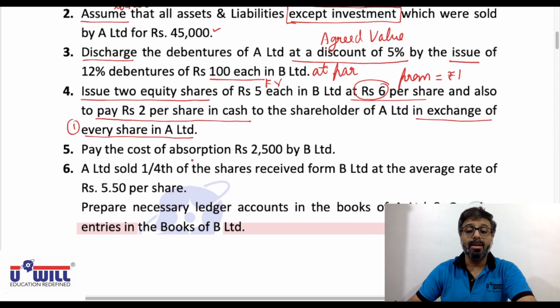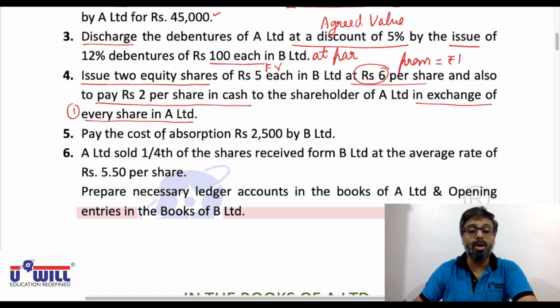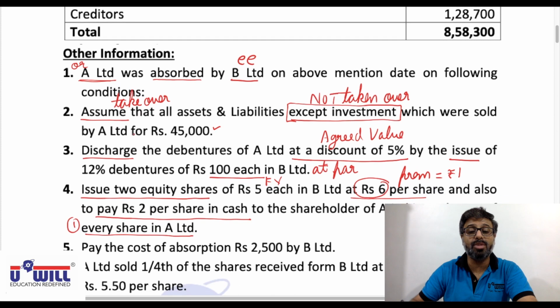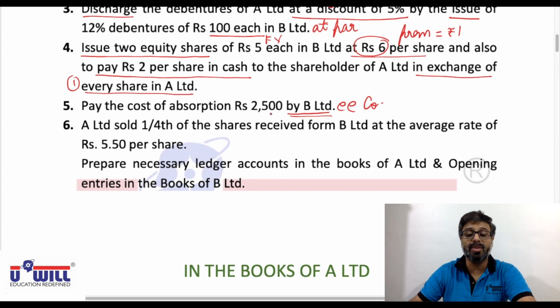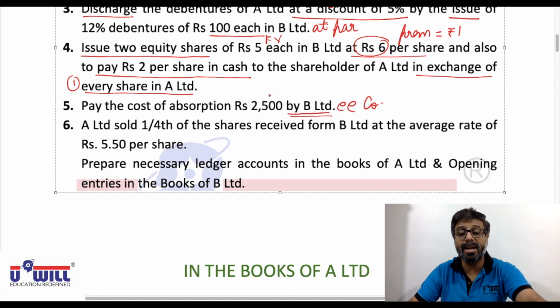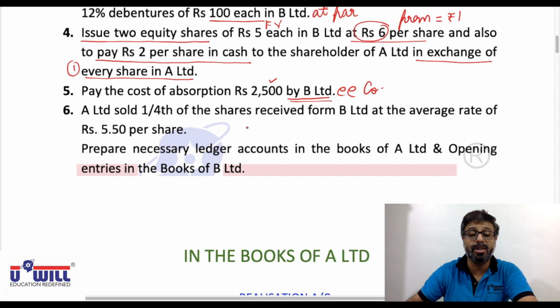So it is a repractice of a similar kind of question. If you have watched the previous lecture and understood question 8 properly, much difficulty will not arise in understanding question 9. Pay the cost. Pay the cost means who is going to pay the cost? B Limited. Pay the cost of absorption rupees 2500. It is mentioned by B Limited, transferee company. Okay, B Limited is going to pay the cost of absorption 2500. So that entry will come in the books of B Limited. Liquidation expenses paid by transferee company.